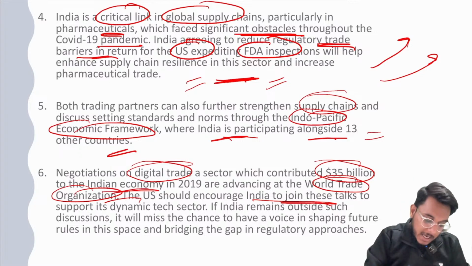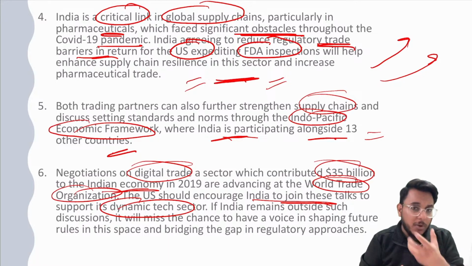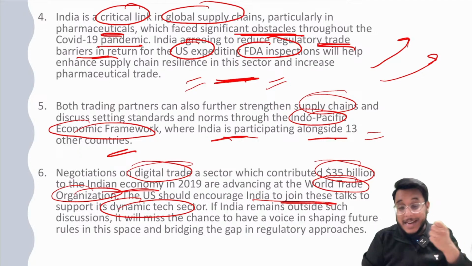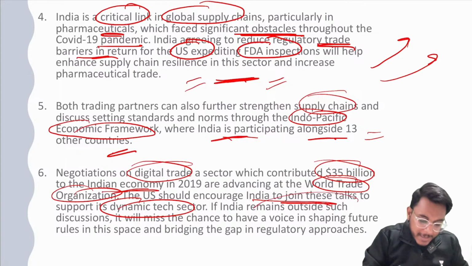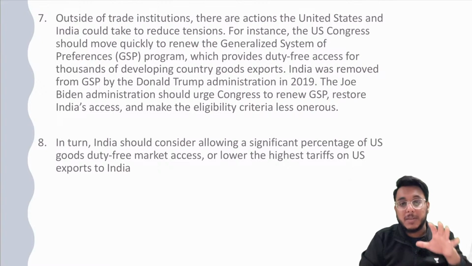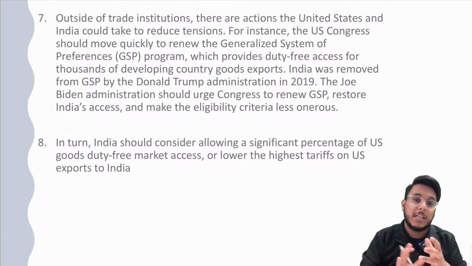Why? Because India has a young, talented demography, and this talented demography can play a very important role in the technology sector. Is it clear or not? And India's technology sector can also support the USA's technology sector. So if India stays outside this particular discussion, India will miss an opportunity to shape the rules of digital trade, which will impact India a lot in the future. So India should not stay out, India should participate, and the USA can help India in such participation.